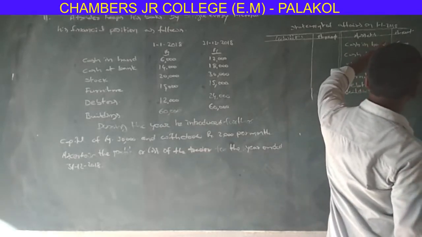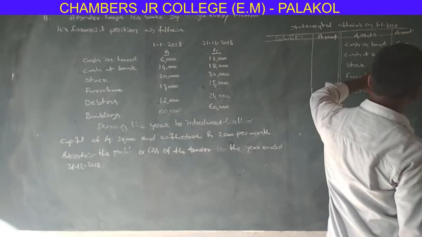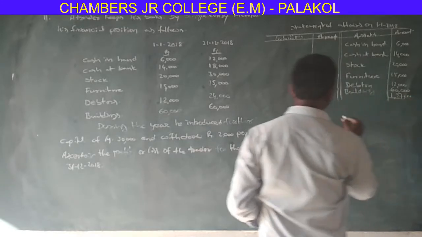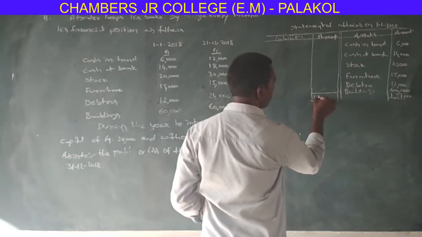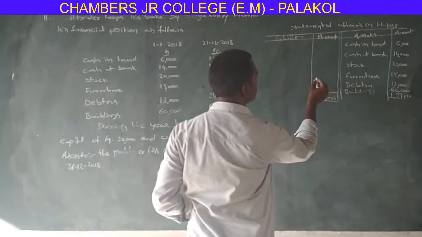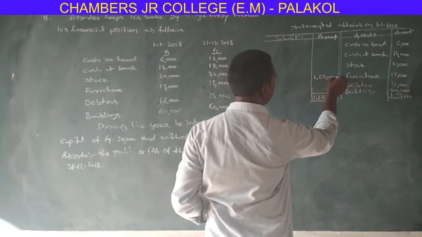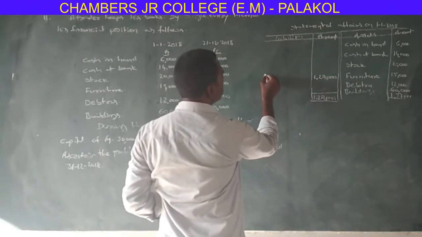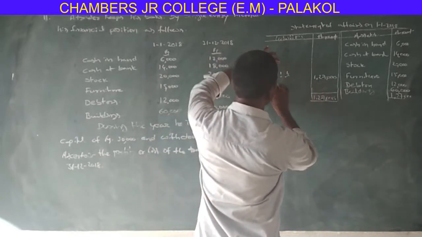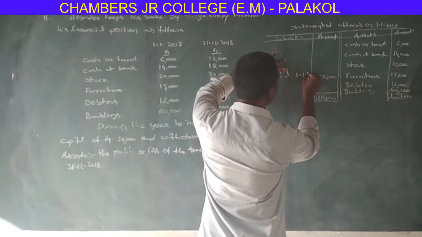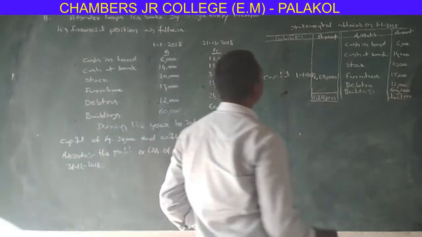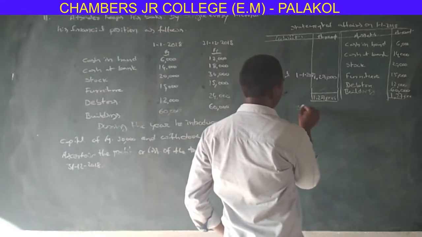Now take the total. Total of the assets is 1,27,000. Total 1,27,000. The difference between these two, 1,27,000, because no amount is there on the liabilities side. This is capital, the balancing figure. This is capital on 1/1/2018.